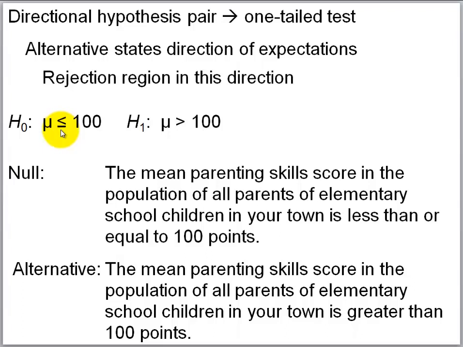operator for the null. And here is our alternative hypothesis symbolized by H1, that the population mean is greater than 100. I'll go ahead and read the alternative in this example. The mean parenting skills score in the population of all parents of elementary school children in your town is greater than 100 points. And of course the null is the flip-flop of that. The null states it's less than or equal to 100.